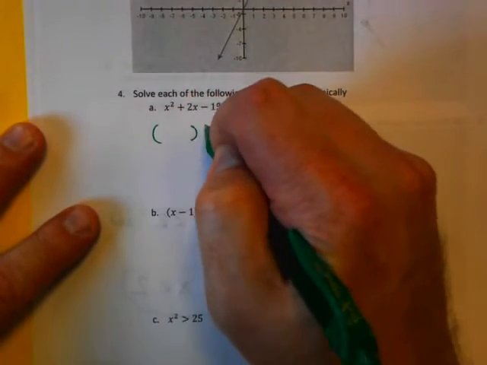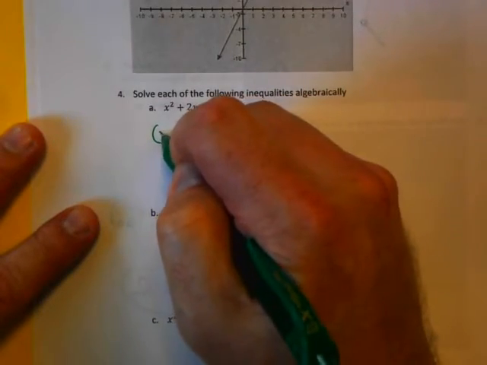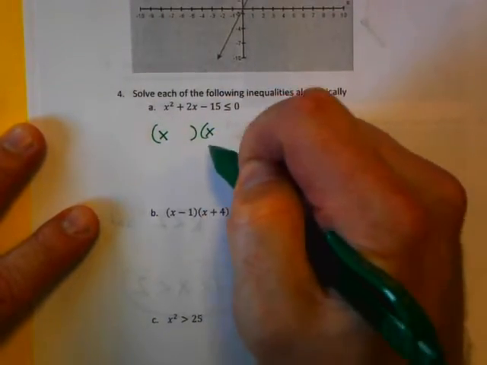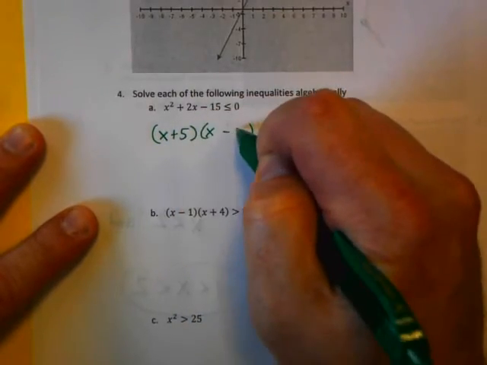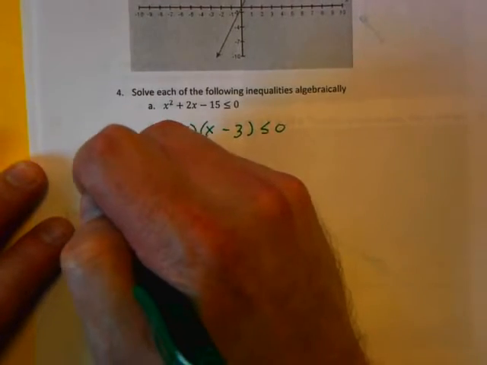Can you factor x squared plus 2x minus 15? x plus 5, x minus 3. Good. What do you do next? Put x plus 5 less than or equal to 0, and do it to both. Okay, you fell into my trap. Very good. What you don't do is this.